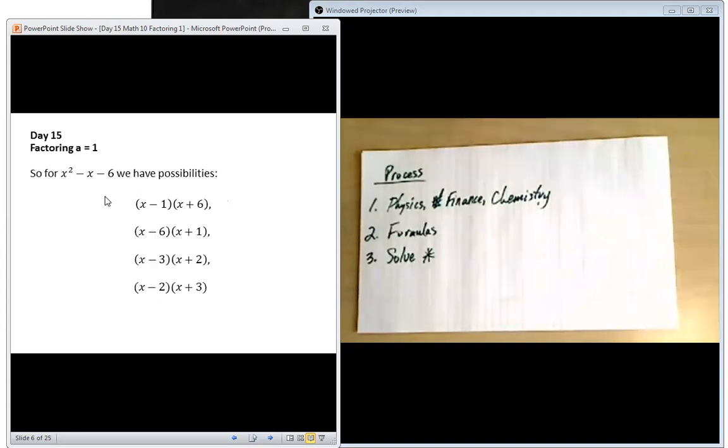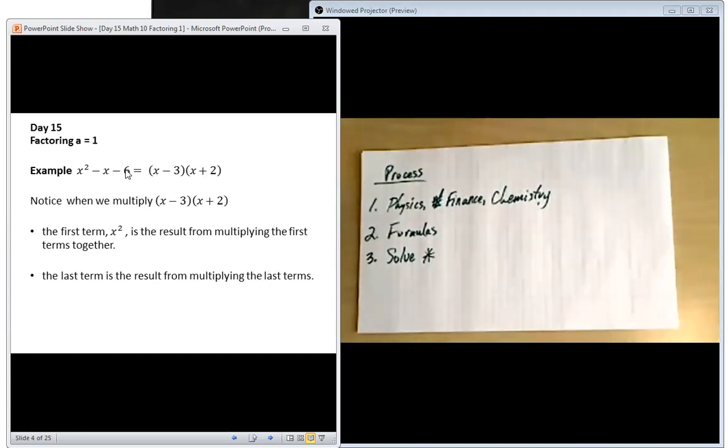Let's go back a little bit. Look at the 6 here. We can get a 3 and a 2 showing up like this. What does 3 times 2 equal? 6. Where does a minus come from? A minus and a plus. So the last term here comes from multiplying the last term of this first factor along with the last term of this other factor here. The 2 and the 3 give you 6.